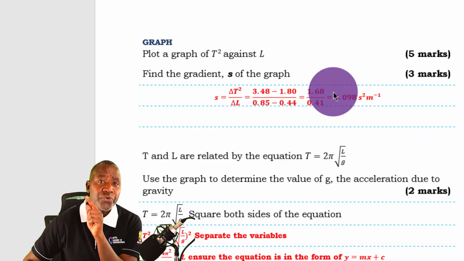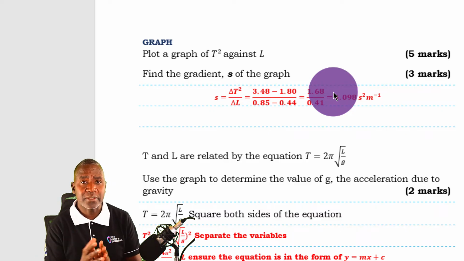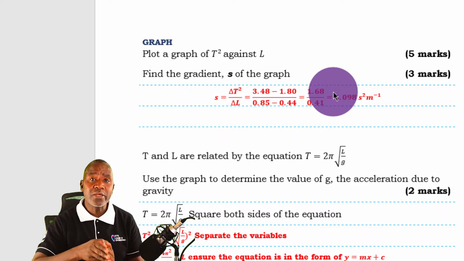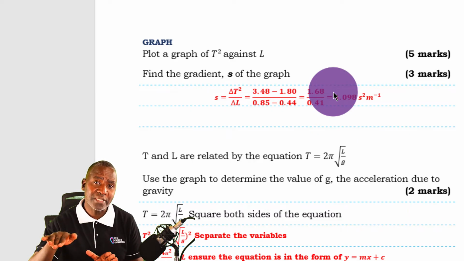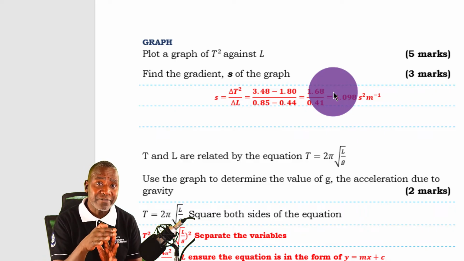Next, your gradient must have units. Even if the paper does not require you to do that, always derive the units of the gradient, because you are dividing one physical quantity on the y-axis by another physical quantity on the x-axis. So, similarly, the units should be derived the same way.